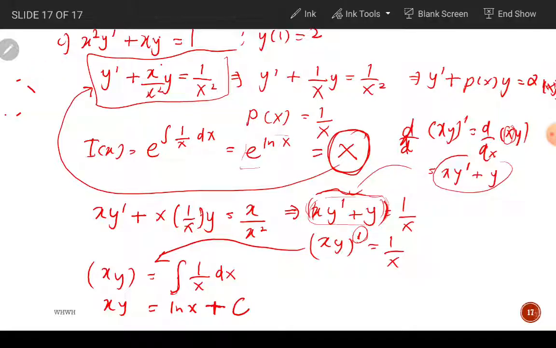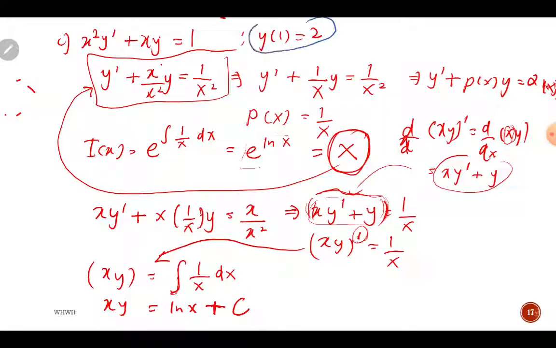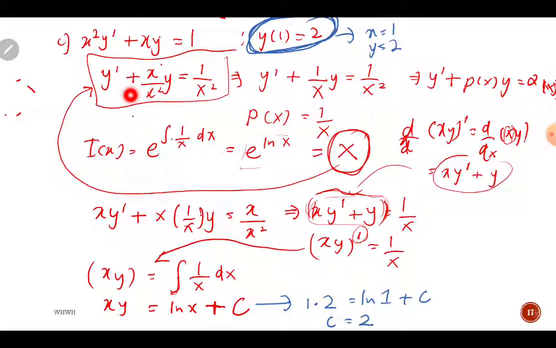And remember, the question here gave an initial, the boundary condition. The boundary condition is given. You may now check straight away for the boundary condition where x ni maksudnya x sama dengan 1, y sama dengan 2 kan. So 1 darab dengan 2 equals to ln 1 tambah c. So in here it give us c sama dengan 2.